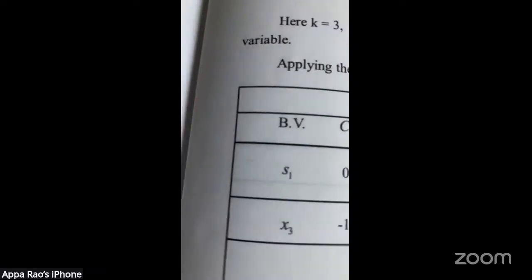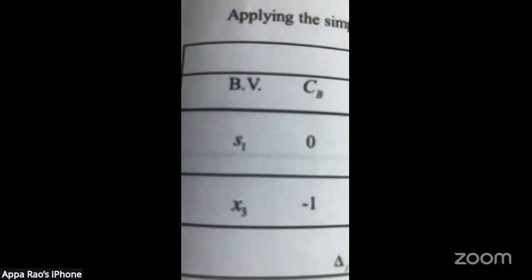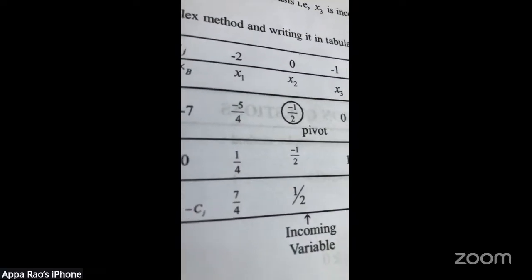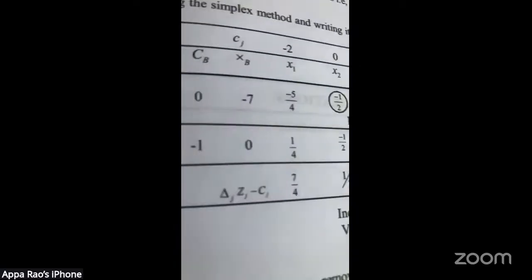Applying the simplex method and writing it in tabular form, we get. So BV means basic variable: S1, X3. CB means cost of basic variable: 0, minus 1. XB, values of basic variables. CJ: minus 2, 0, minus 1, 0, 0. Here the columns are X1, X2, X3, S1, S2. So here S1, 0, minus 7, minus 5 by 4. Here minus 1 by 2.